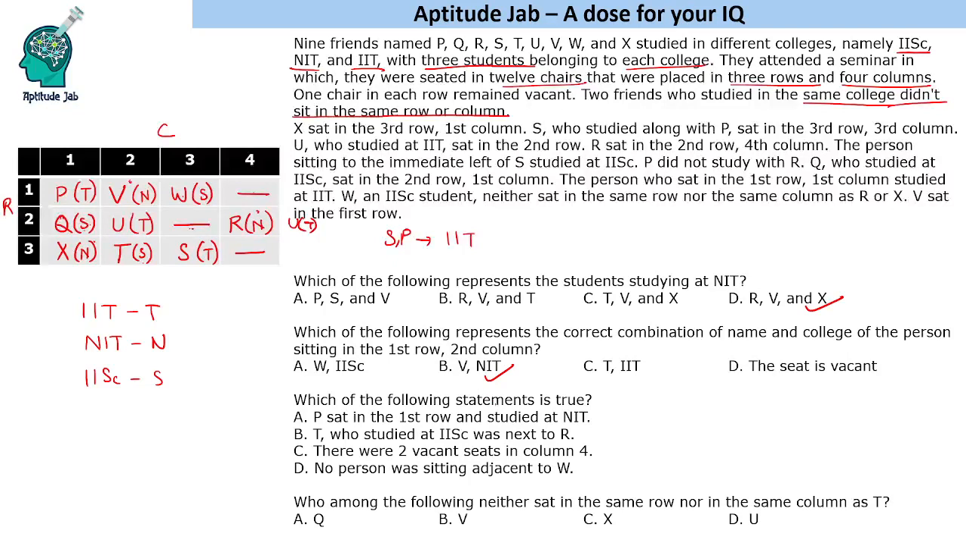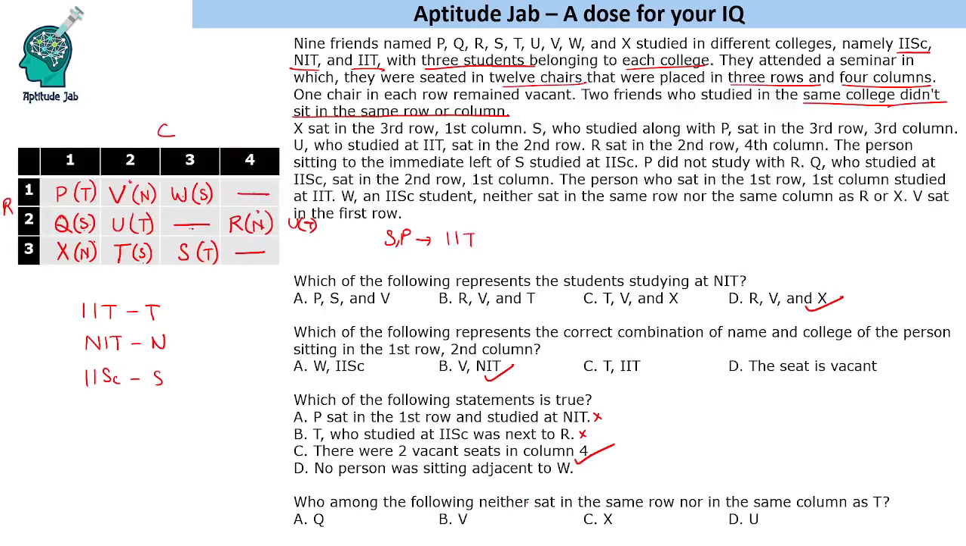Which of the following statements is true? P sat in the first row and studied at NIT. He studied at IIT. T, who studied at IISc, was next to R. No one was next to R. There were two vacant seats in column 4. That is correct.